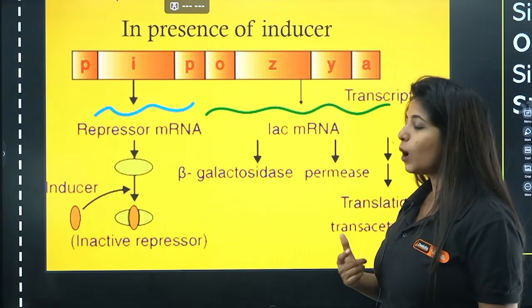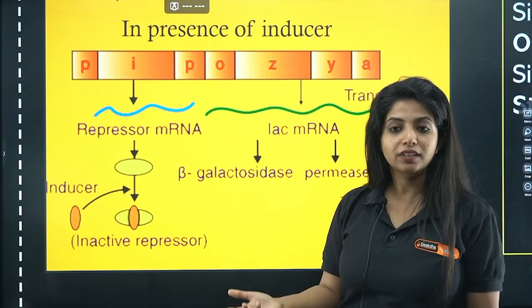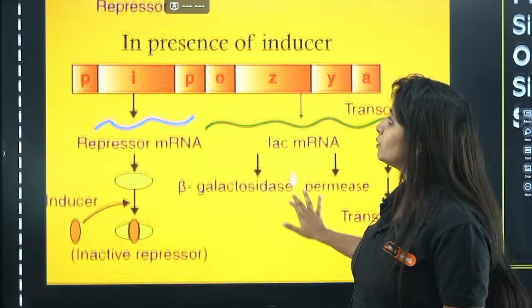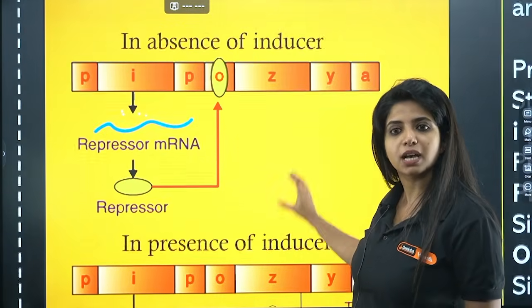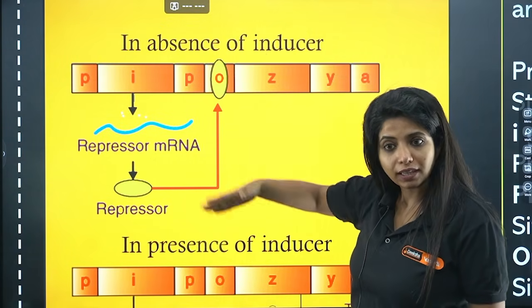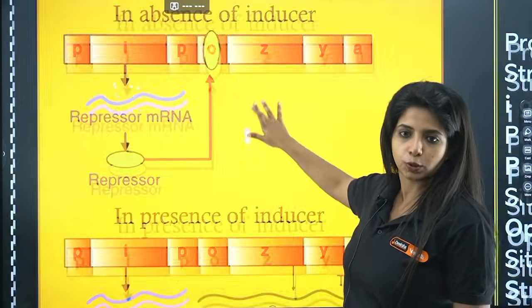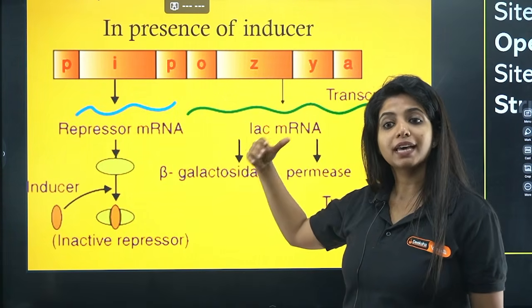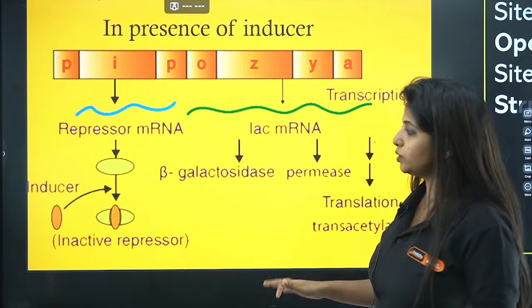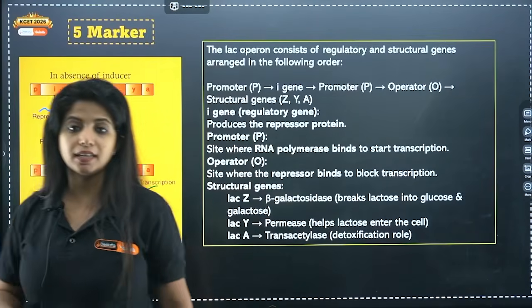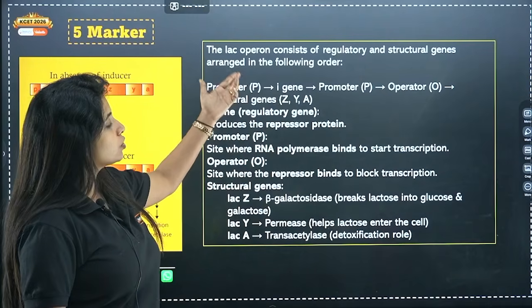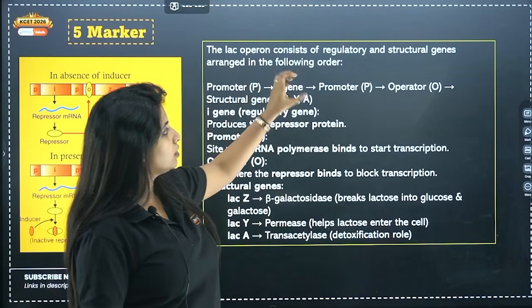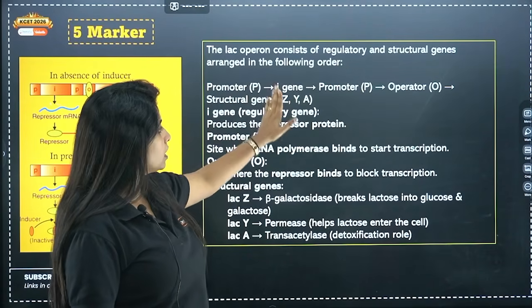But you might have a question: how did lactose get entry? We did not increase the permeability. For increasing the permeability, you need permease, right? So always remember, even though we say it's in a switched off condition, still some amount of enzyme is produced, which is why there is permeability, which is why there is entry of things as well. Okay, I hope you got it. It's not always lactose; it can be allolactose also, a different form of lactose, that acts as an inducer. Now the lac operon consists of regulatory and structural genes arranged in the following order: promoter, then I gene, then promoter, then operator, then structural genes, that is ZYA.